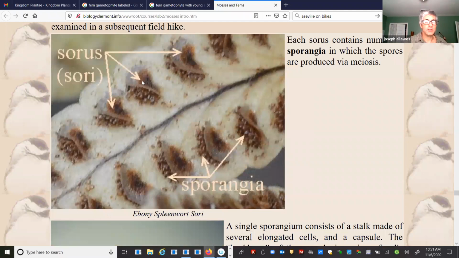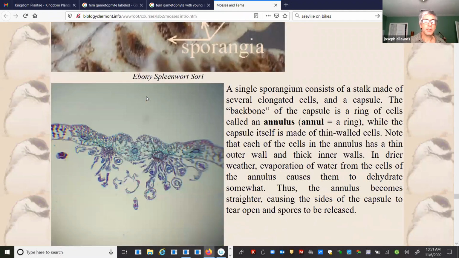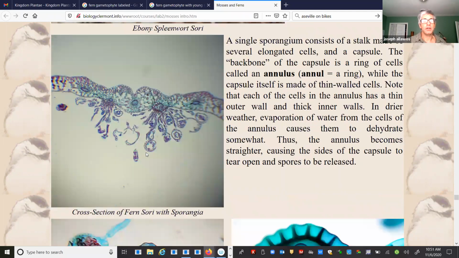This is really nice. You can see the indusium here with the sporangia underneath. Here's a microscopic view of it. Check this out. This is the leaf. Here's the underside of the leaf. And you can see there's the annulus. You can see the annulus of the sporangia.